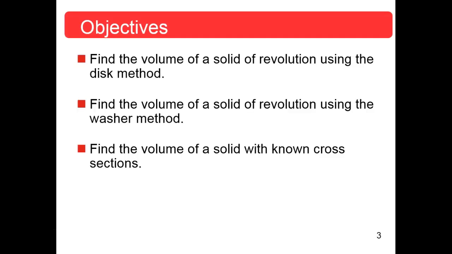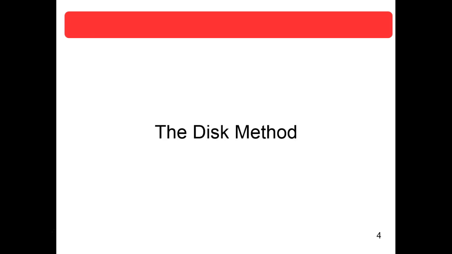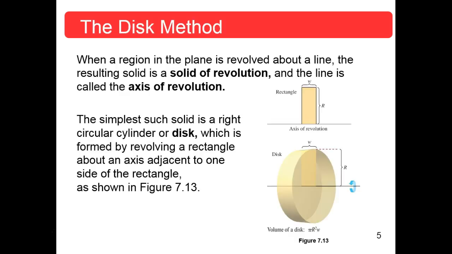So we'll find the volume of a solid of revolution using the disk method, and then the one similar to it is find the volume of solid of revolution using the washer method. Okay? You just clean up the disk method. And we'll find the volume of a solid with known cross sections. Okay? That might promise to be a little more challenging, but it's all doable. Okay. So let's do the disk method first.